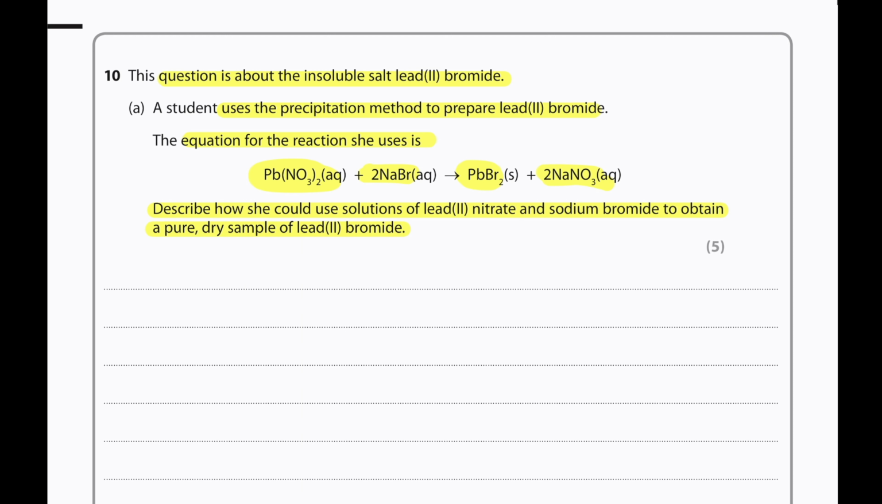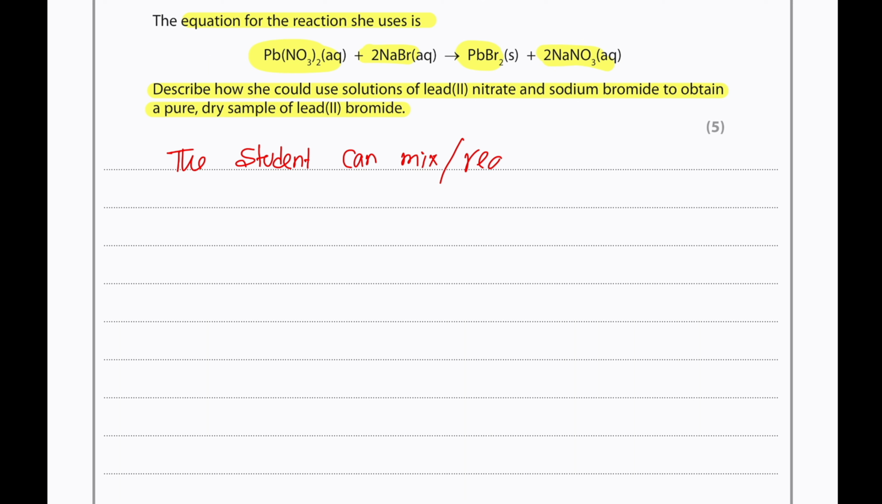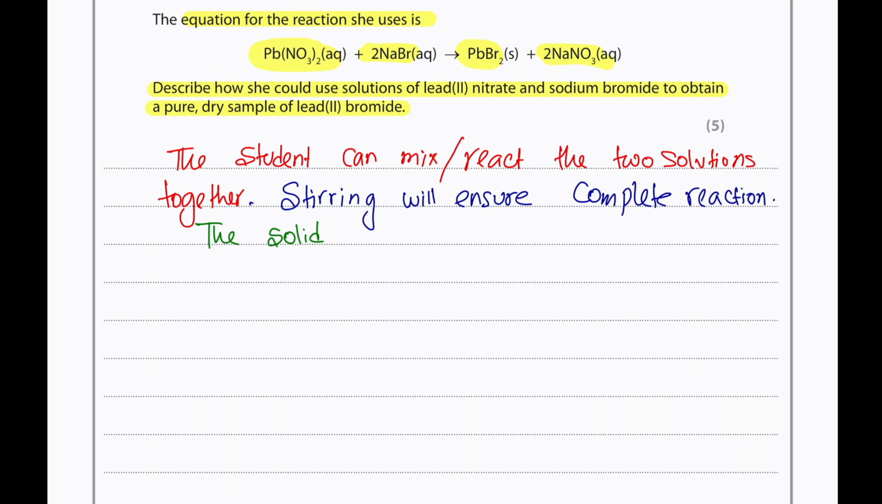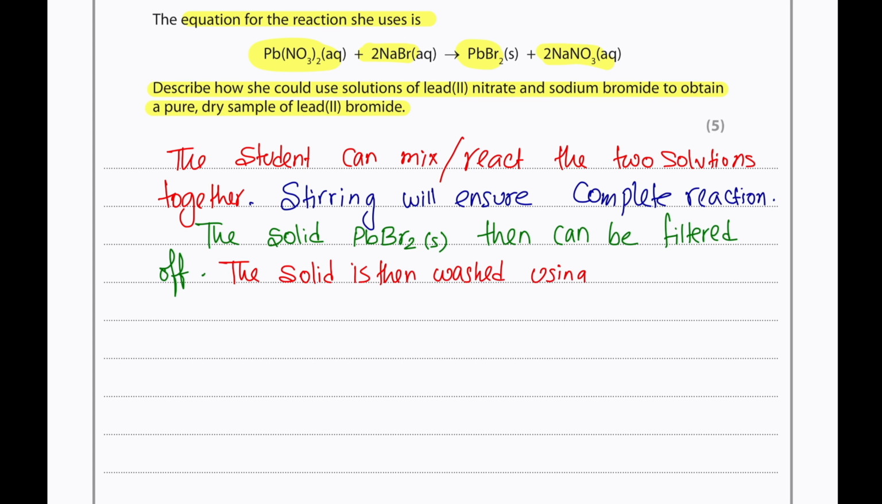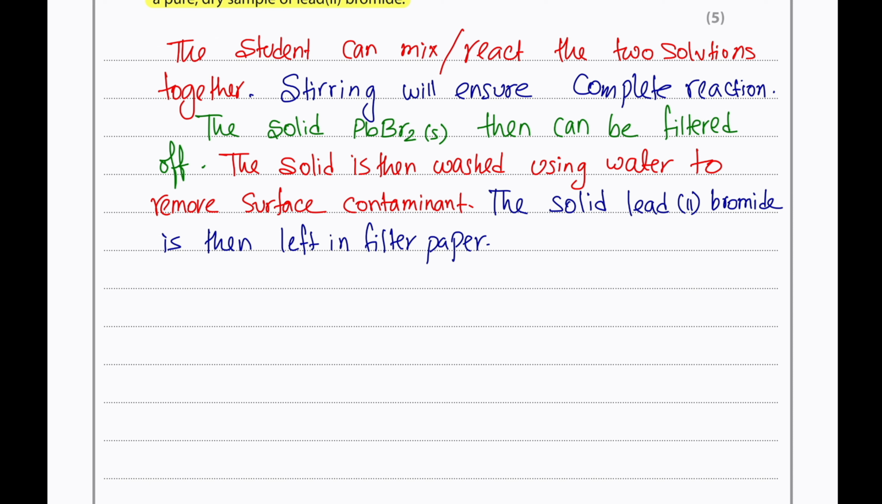The student can react the two solutions together. The student then can stir the solution, which will produce the lead bromide solid. Since all other reactants and products are aqueous, the solid can then be filtered off using filter paper, and then it can be washed using water to remove any surface contaminants. After that, it can be left in the filter paper in an oven for drying.